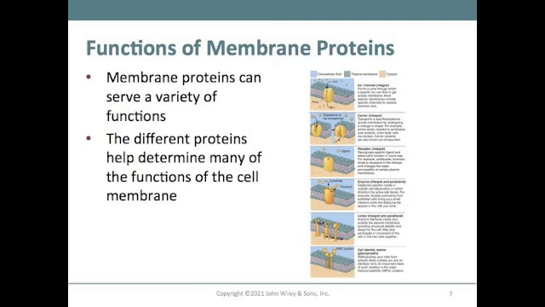Another type of membrane protein is the linker protein, and these proteins can also be integral or peripheral. Linker proteins anchor filaments inside and outside of the plasma membrane, and that provides structural stability and shape for the cell. They may also participate in movement of the cell or link two cells together.